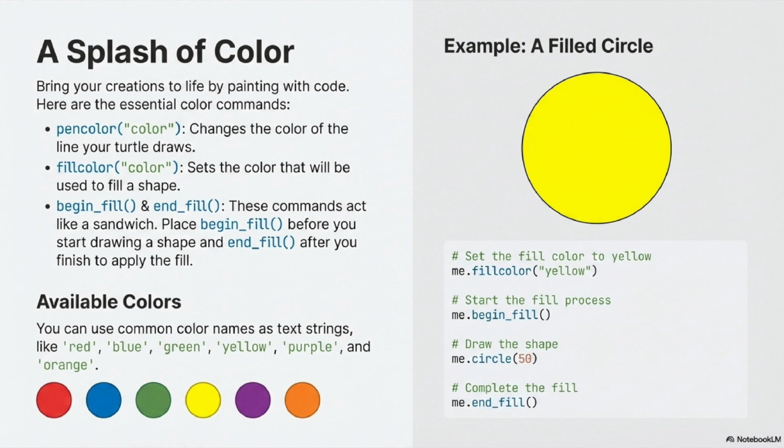To actually fill a shape, we use two commands like a sandwich. begin fill, before we start drawing the shape, and end fill, after we finish. For example, to draw a yellow circle: t.fill color yellow, t.begin fill, t.circle 50, t.end fill. This makes a circle with yellow filling. We can use many common color names like red, blue, green, yellow, purple, and orange.